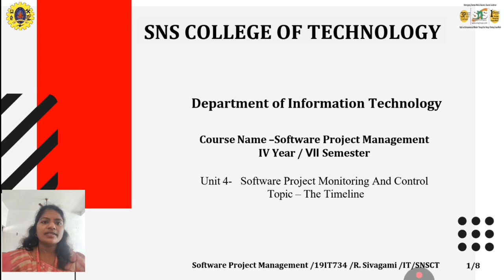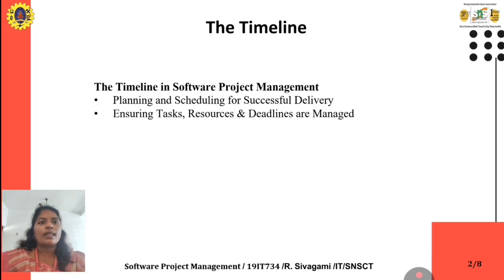As an assistant professor in the Department of Information Technology, here we're going to learn about the topic: the timeline in software project management system. Let's see the topic. Timeline. What does timeline mean? The timeline in software project management is a very important thing. First, we plan how much time we have to spend on that project. We have to plan and schedule for successful delivery, and ensure the task, resource, and deadline of the managed task.